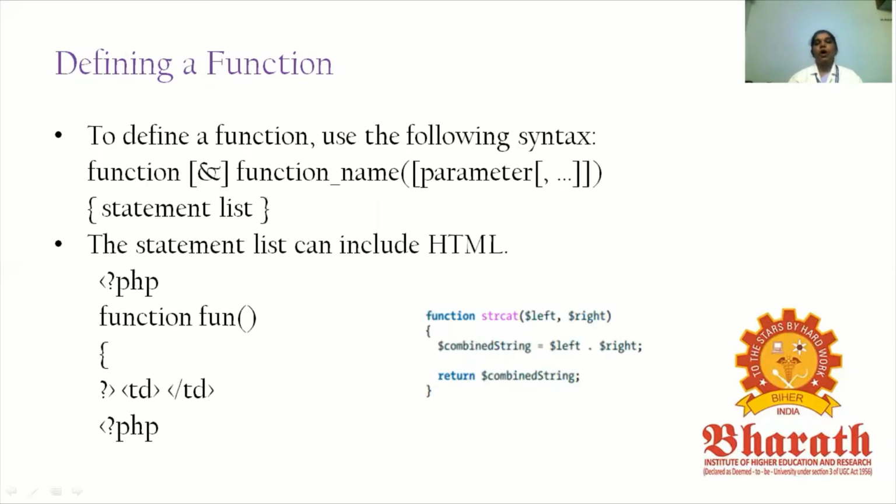Next, see how to define a function. To define a function, use the following syntax: the function keyword, followed by the function name, then the arguments or parameters, then the body of the function.